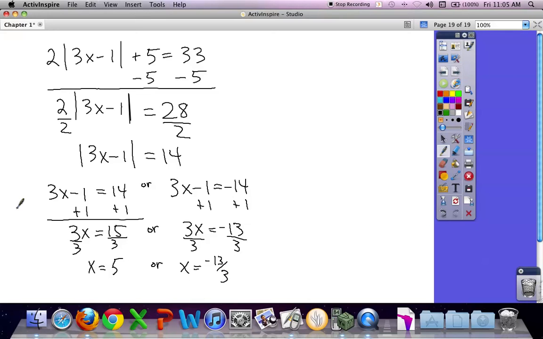Again, you can check those answers by plugging them back in the original equation, plug in for x, and then see if you get the same thing on both sides of the equal sign. All right, make sure that you understand the example 2, which is above this, on page 34.